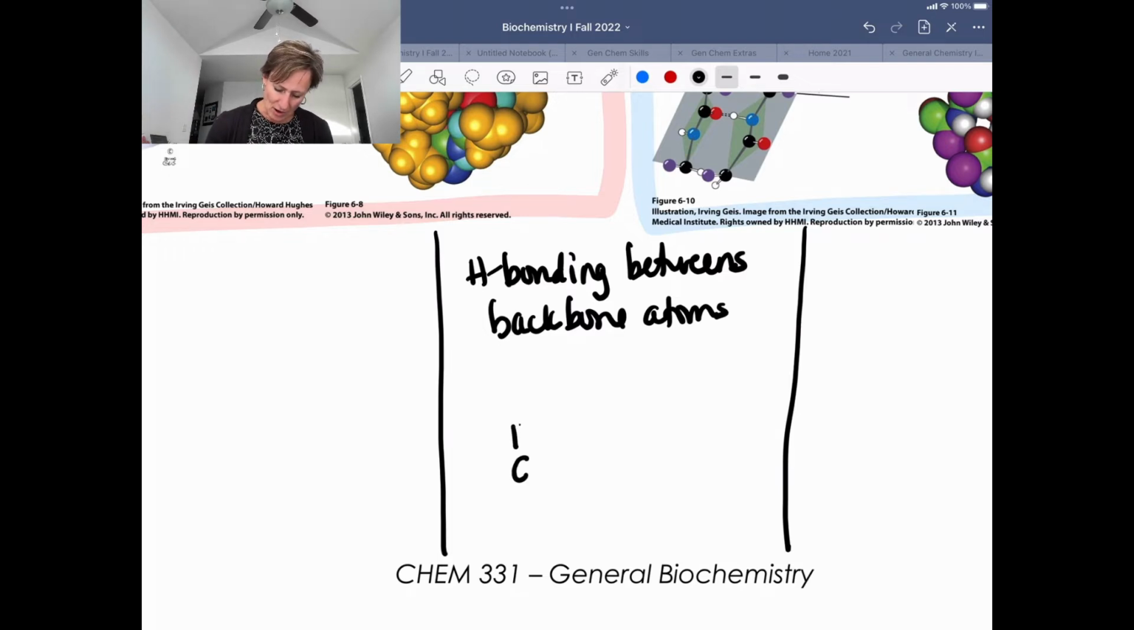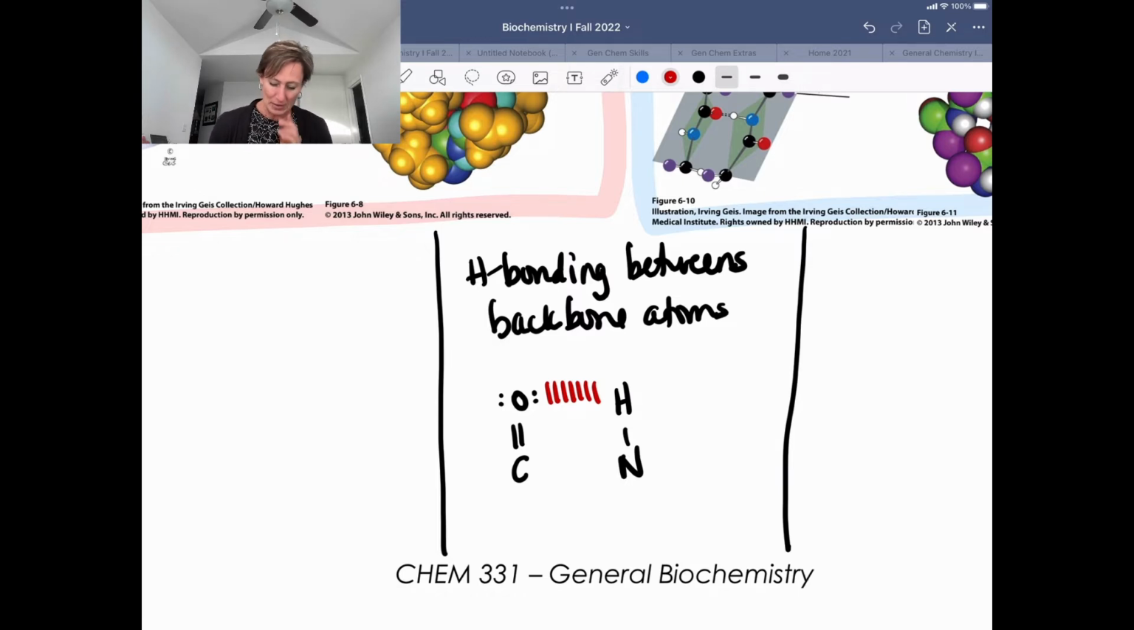So we have a carbonyl and then a hydrogen bonded to a nitrogen, and this is the basis behind the hydrogen bonding that we see in both of these structural elements. So this is a common piece. Hydrogen bonding between the oxygen of the carbonyl containing functional group and then the hydrogen of the nitrogen.